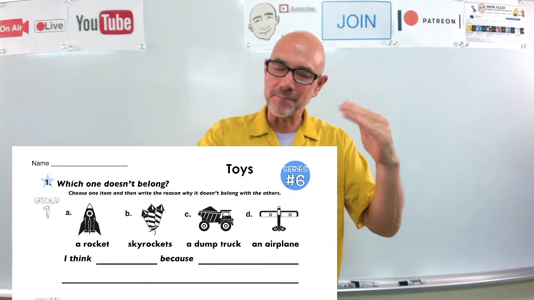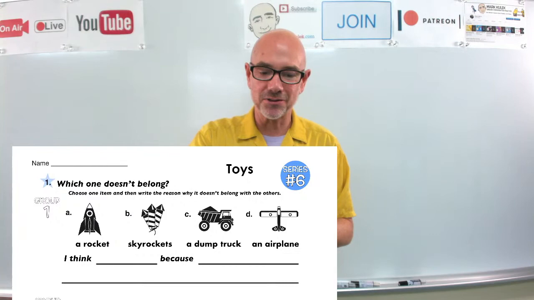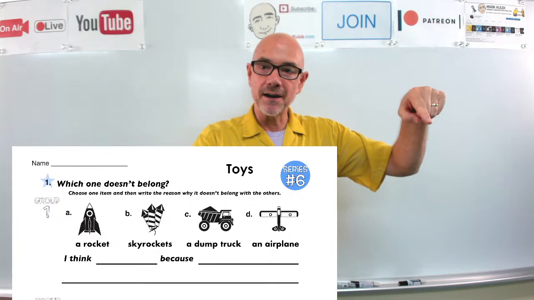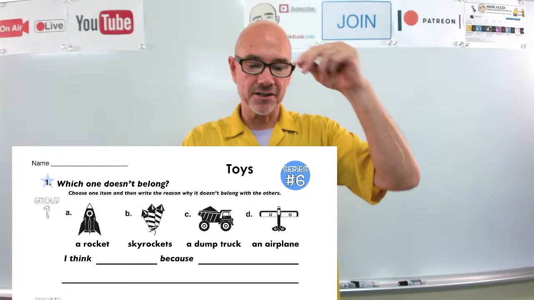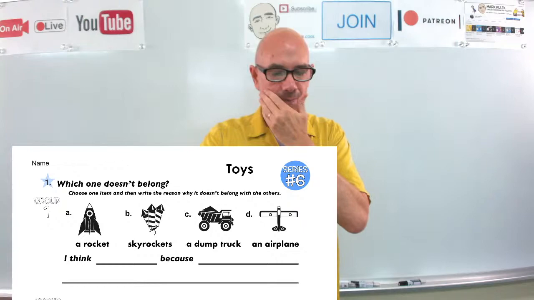An airplane is very, very expensive. I don't think we can buy an airplane. But skyrockets, we can buy those. Those aren't too expensive, right? They're fun to play with. Here in Japan, you can go into a toy shop and buy skyrockets. So yes, Umesh, very good. We can buy skyrockets, but the others we cannot. Too expensive.